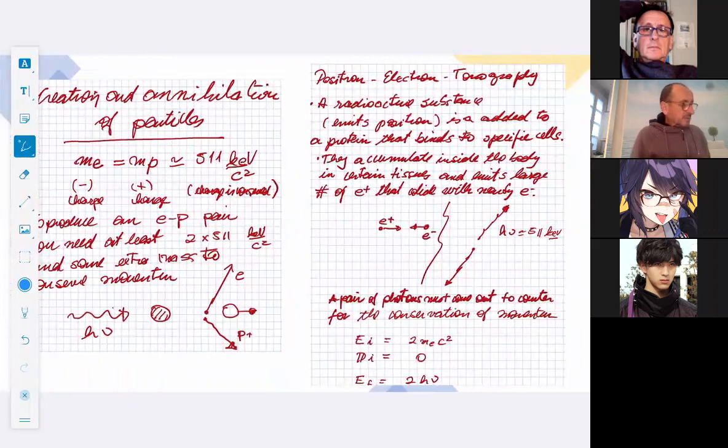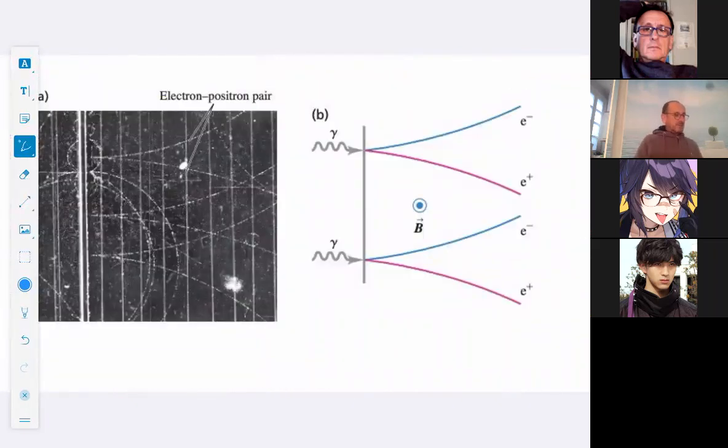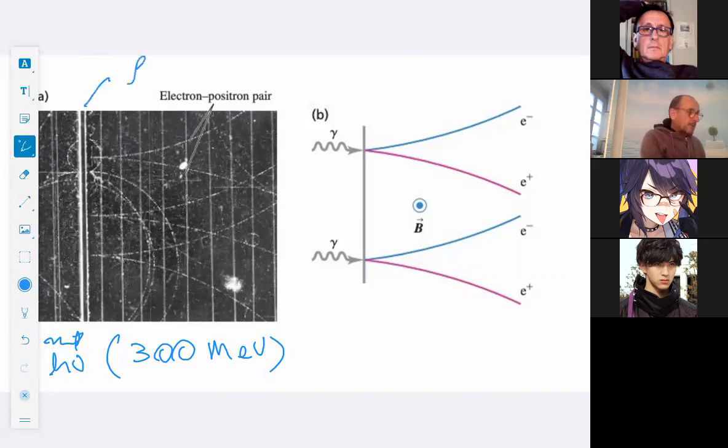Different subject. Creation and annihilation of particles. And I think I have a graph here. Yeah, I have a graph. This is the typical graph that the textbook shows. And look, in the left hand side here we have incident radiation, H nu. This H nu is very high. It's 300 MeV radiation. Okay. It has very high energy photons. And this is a piece of lead here.